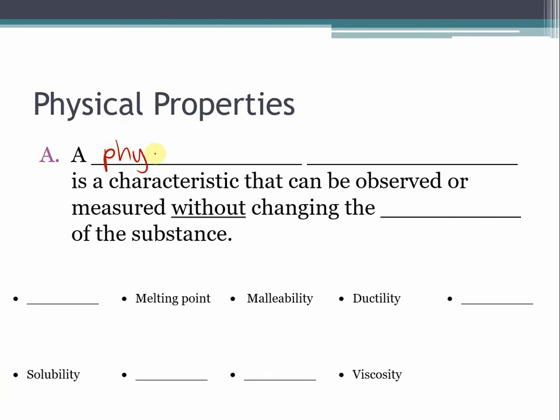So a physical property is a characteristic that can be observed or measured without changing the identity of the substance, without changing what it's made of, what it is. So some examples of this would be color, right? I'm writing this video in a maroon pen, and the fact that I've said this is a maroon pen hasn't suddenly turned that color into a different color. It's still maroon.